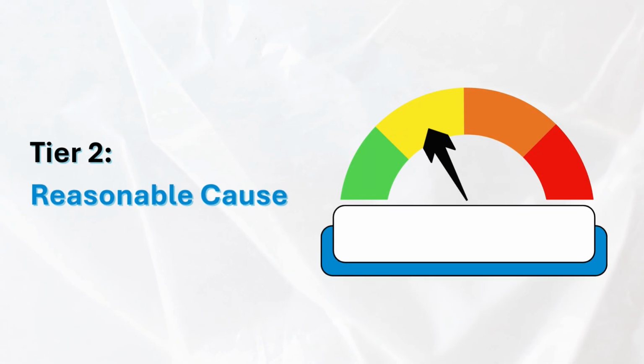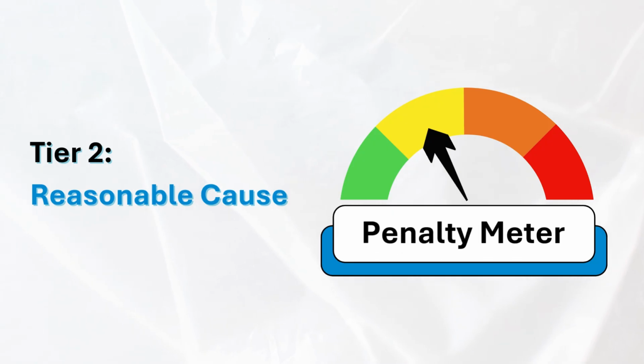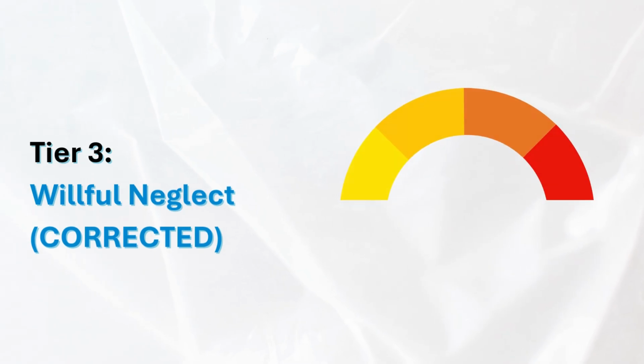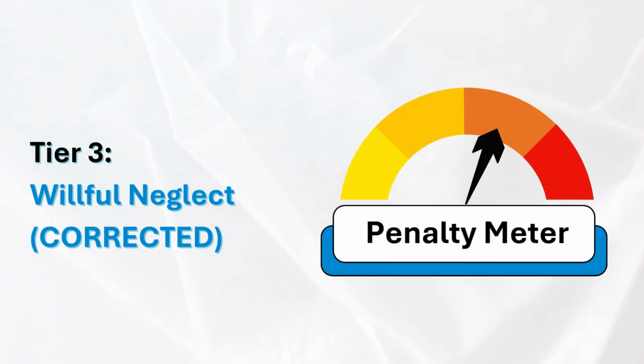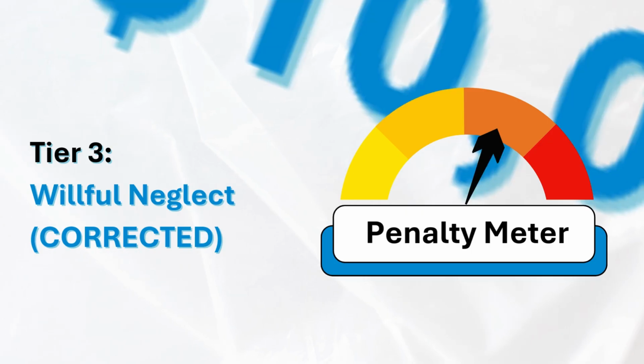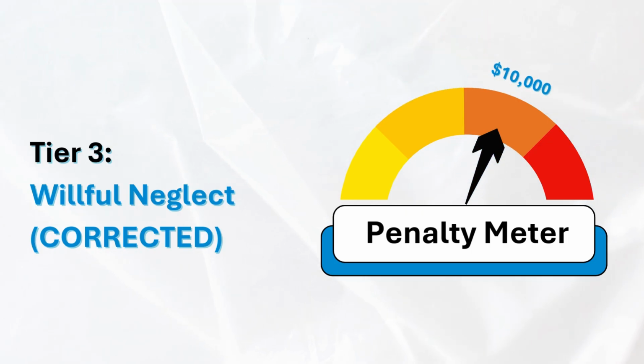Tier 2 is reasonable cause. This means you should have known better, but didn't act with willful neglect. The penalty rises to $1,000 per violation. Tier 3 is willful neglect that you corrected. You knew the rule, ignored it, but fixed it within 30 days. The penalty jumps to $10,000 per violation.